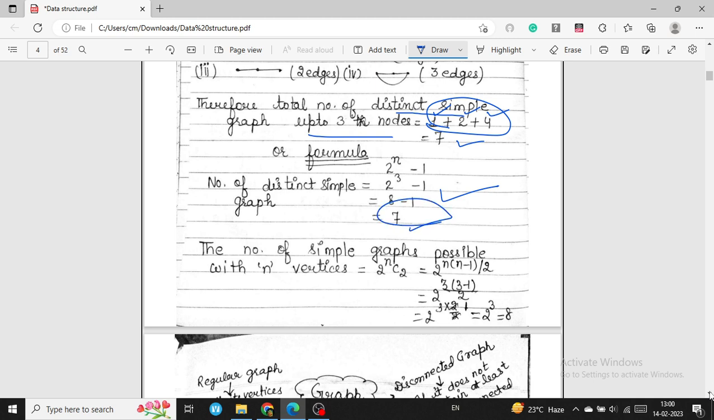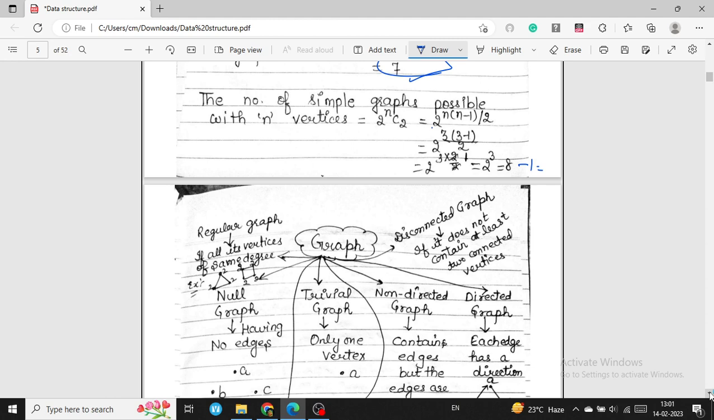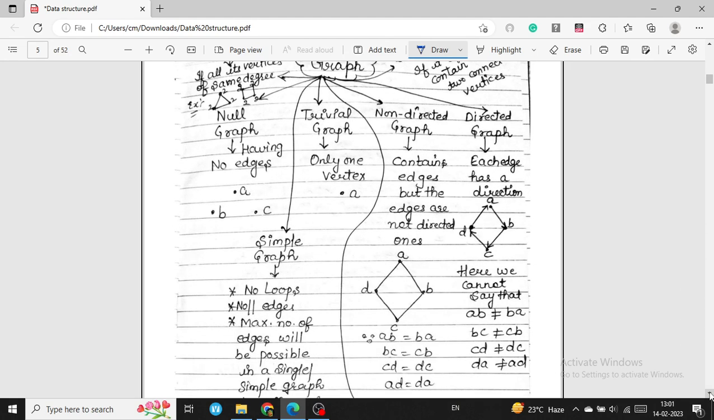Or the other formula is the number of simple graphs possible with n vertices, 2 raised to the power n(n minus 1)/2, that is 2^(nC2). Here you put 3 nodes: 3 minus 1 is 2, 2 threes are 6, divided by 2 is 3. 2 raised to power 3, that is 8. And minus 1, you can find the number of simple graphs possible easily. Now I am going to discuss the next question.